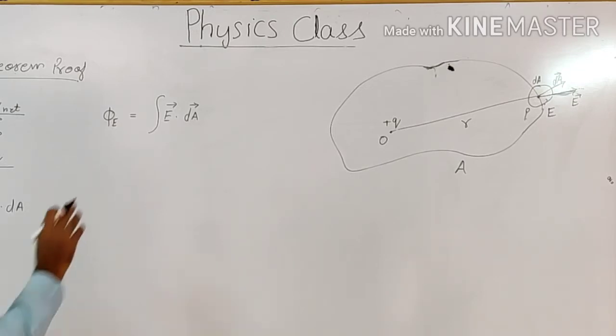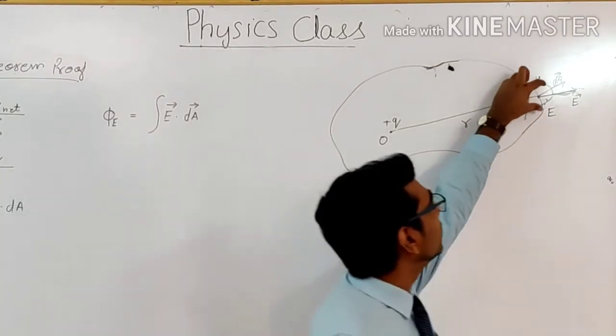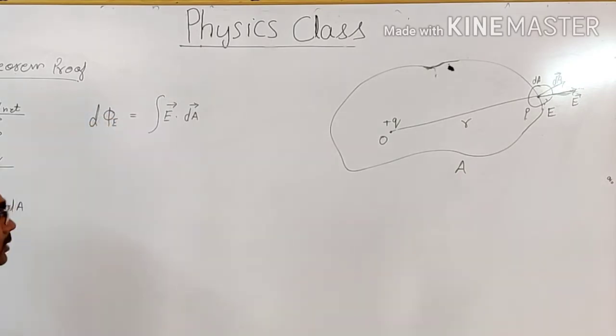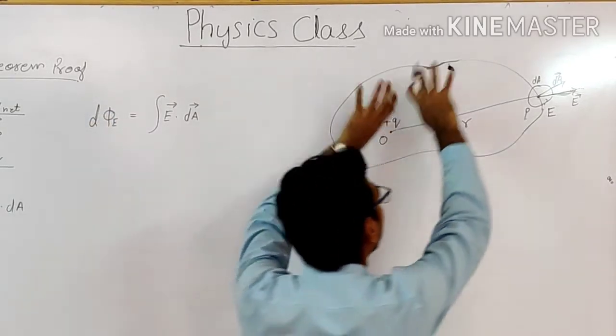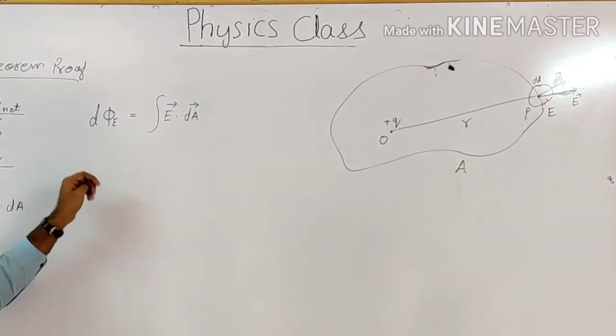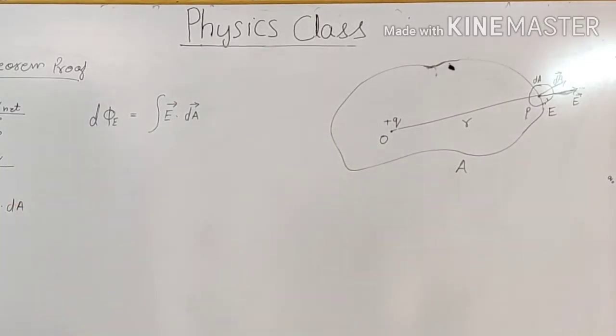One more thing, this is not the total flux. Since we are only discussing this small area, this is d phi E. When we talk about the total flux through the entire bigger area, then we'll talk about phi E. Right now it is only d phi E. First we'll expand this dot product E dot dA.